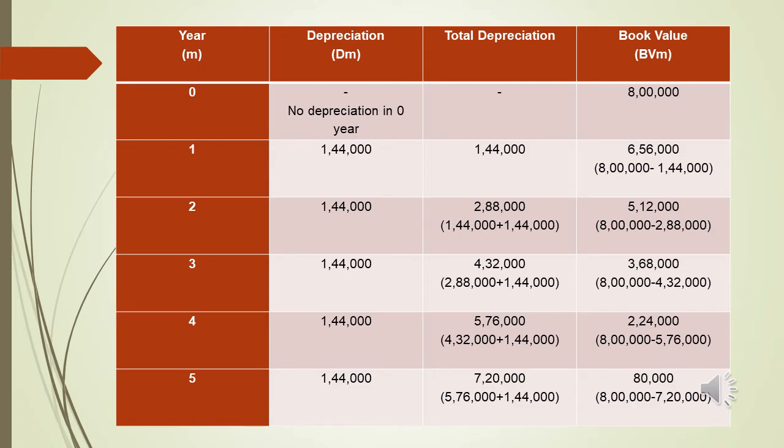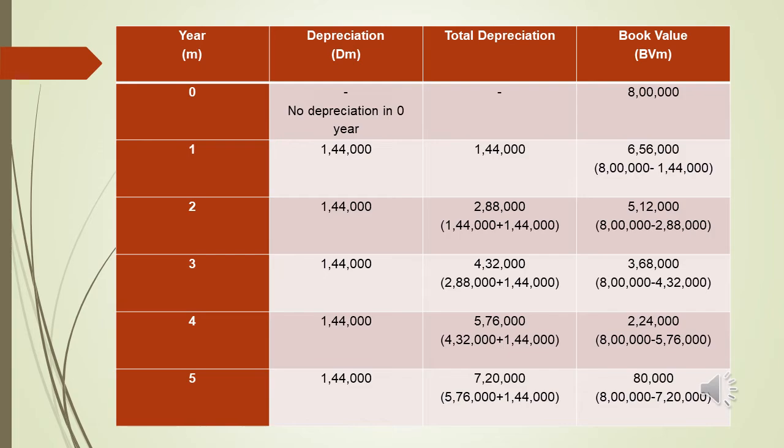Now we have to find total depreciation of the first year. That we have already got as 1,44,000. Right, now how will you calculate the book value of the first year? That will be 8 lakhs, the book value of year 0, the actual price, minus the depreciation you got, 1,44,000, right?